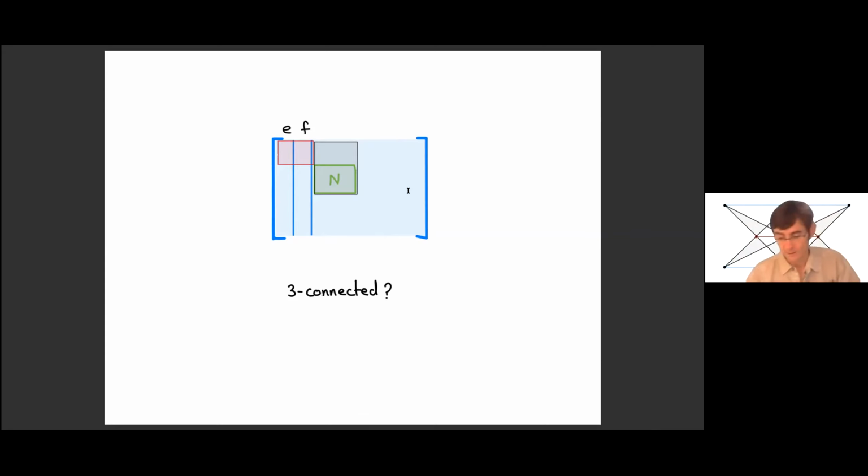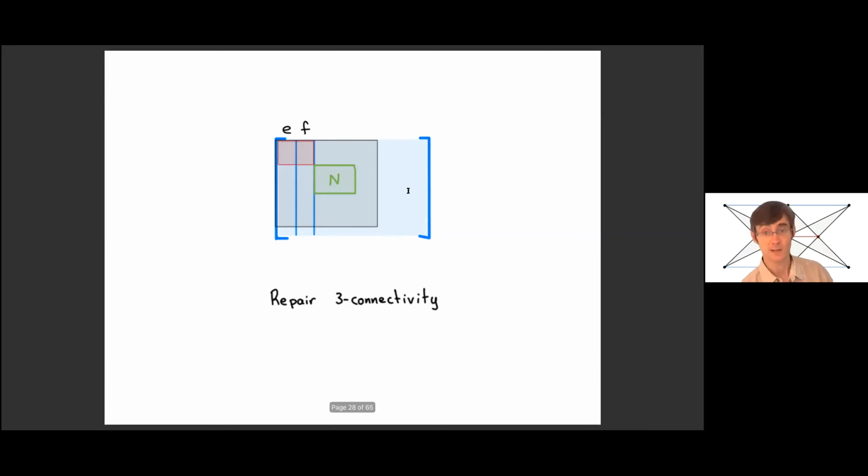Well, okay, maybe it isn't 3-connected, so I have to add a few things in to repair the connectivity. But then after I add in the stuff that repairs the connectivity, now I know that that gray thing is not representable because it contains the stabilizer, the bad determinant, and it satisfies the connectivity properties. And so it had to be the whole lot.